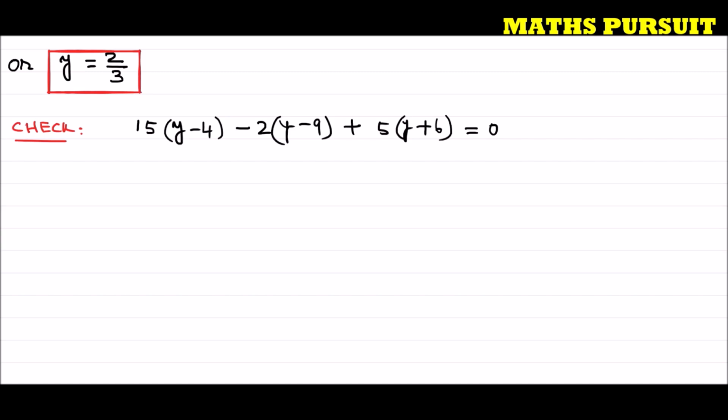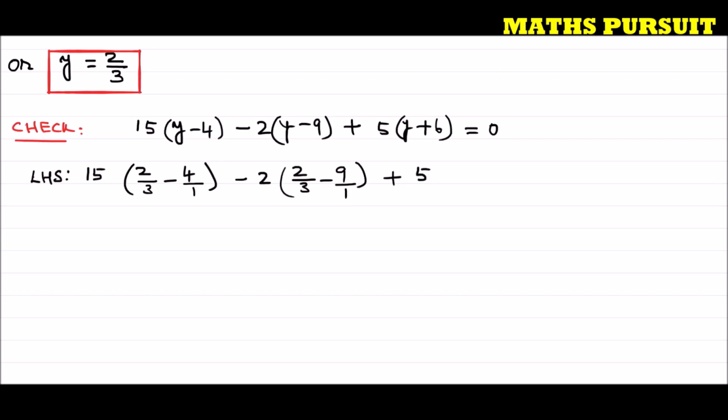What will we get if we replace the value of y? We are going to solve the left side of the equation, because the right side of the equation is 0. Now let us solve the left side, which is 15 into y, the value of y is 2 upon 3, minus 4 upon 1, minus 2 into 2 upon 3 minus 9 upon 1, plus 5 into 2 upon 3 plus 6 upon 1 is equal to 0.